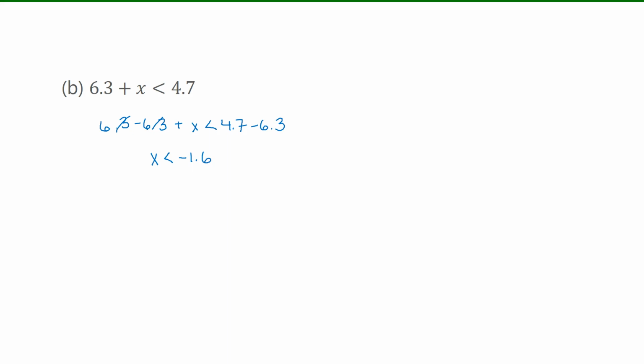Now to verify an inequality, we're going to choose a couple of numbers in the range. So any two numbers less than negative 1.6 are fine. I'm going to start with negative 2. So x equals negative 2. So I'll replace x with negative 2 on the left, and we have 4.7 on the right.